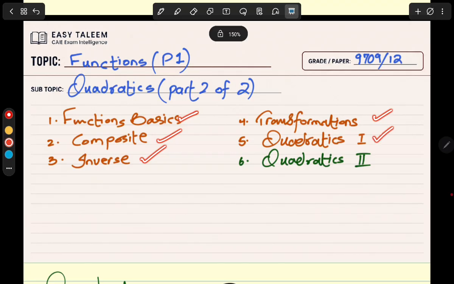Right? Today, we are going to learn something that Cambridge really loves testing, not because it's difficult, but because it tells you everything about a quadratic before you even solve it.